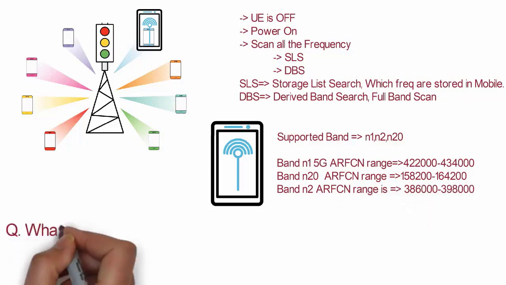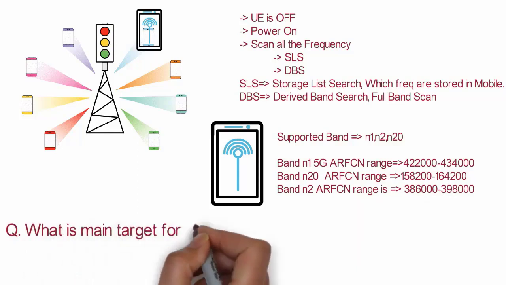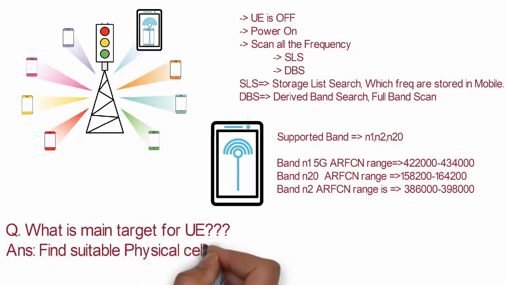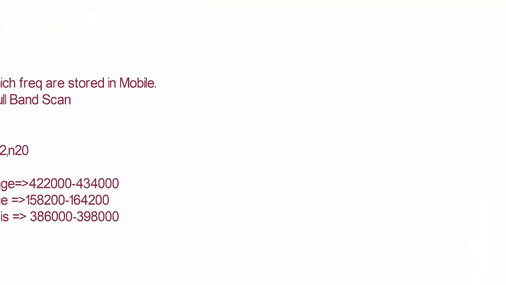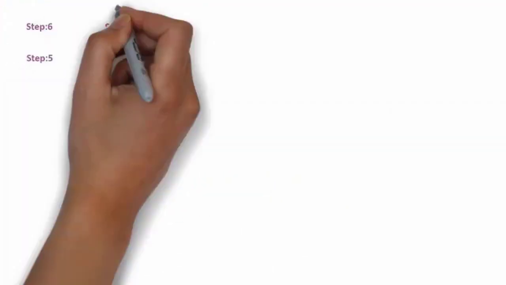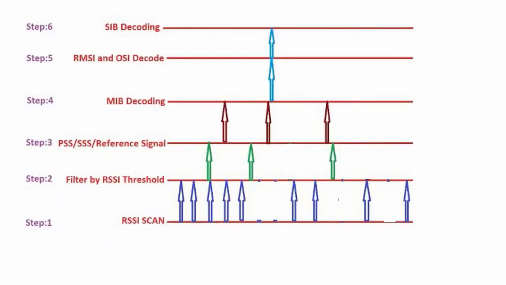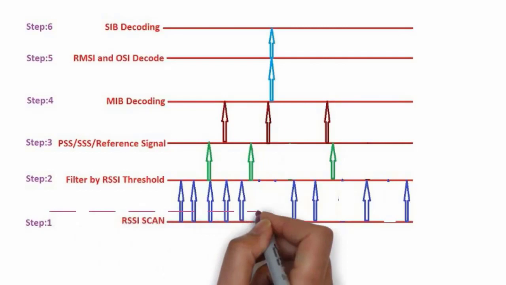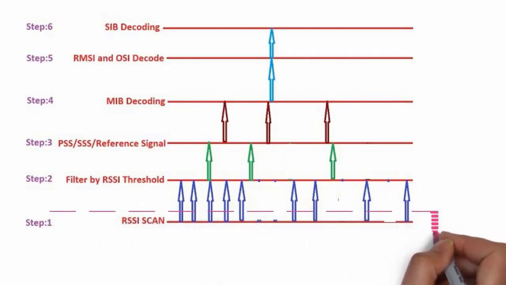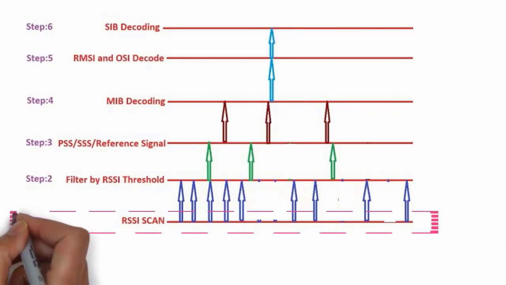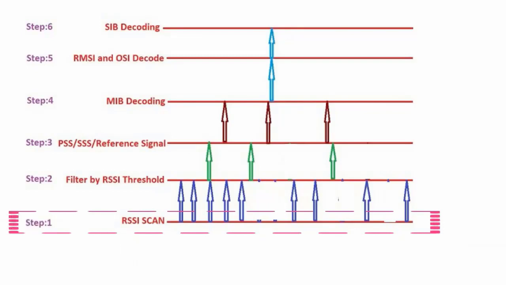So here, what is the main target of UE? The main target of UE is to find a suitable physical cell ID to camp on the cell. Here you can see in this step, UE tunes to each and every channel that it supports and measures RSSI. RSSI is simply a measurement of whatever energy power it can measure. This measurement doesn't require any channel coding process. In this step, you don't need to know anything about the network.